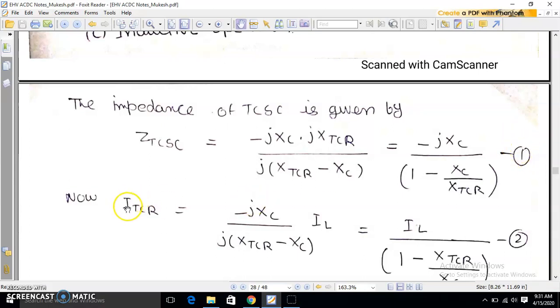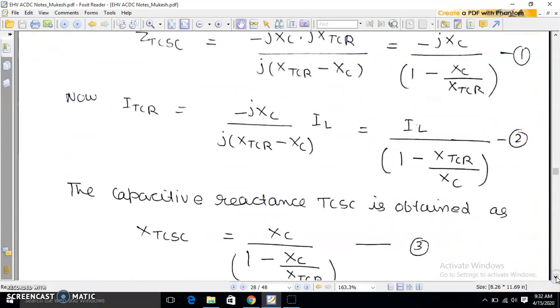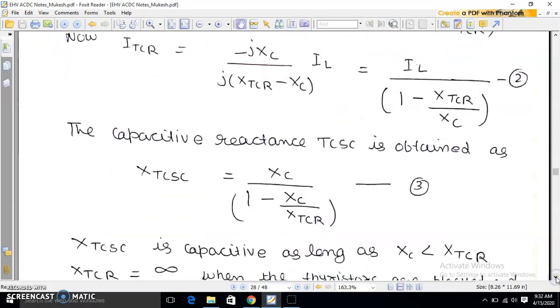Now the current I_TCR will be equal to minus jXC upon jX_TCR minus XC multiplied with IL. So it will become like equation 2. The capacitive reactance of TCSC is obtained as equation number 3. It is an obvious equation, you can derive it from this.